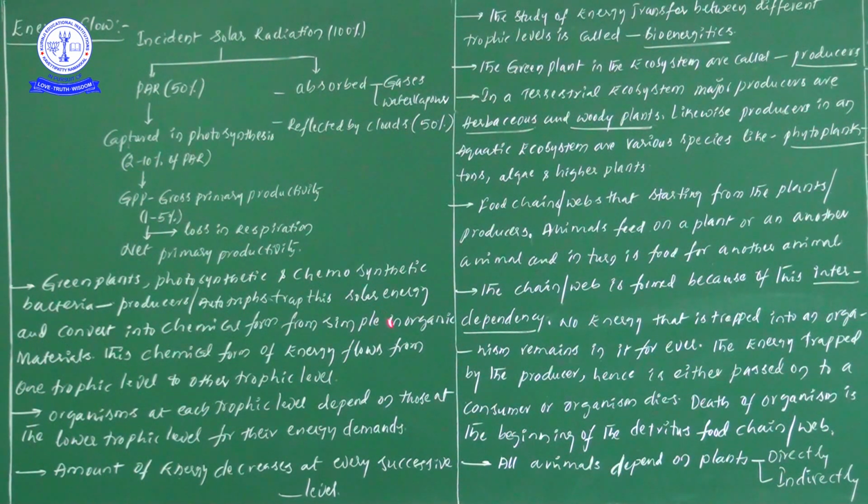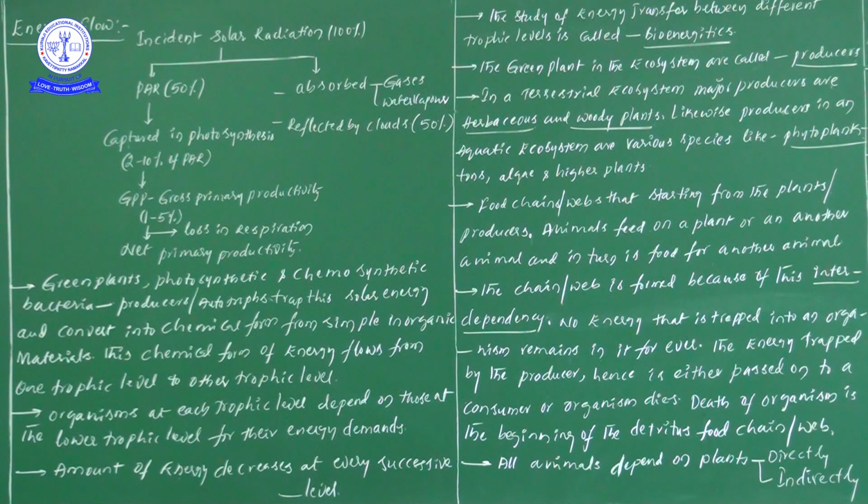Here, chemosynthetic bacterial members as well as photosynthetic bacterial members and green plants all together can be taken as producers or autotrophs. What they do is, these producers or autotrophs trap the solar energy and convert it into chemical form, from simple inorganic materials to organic matter.